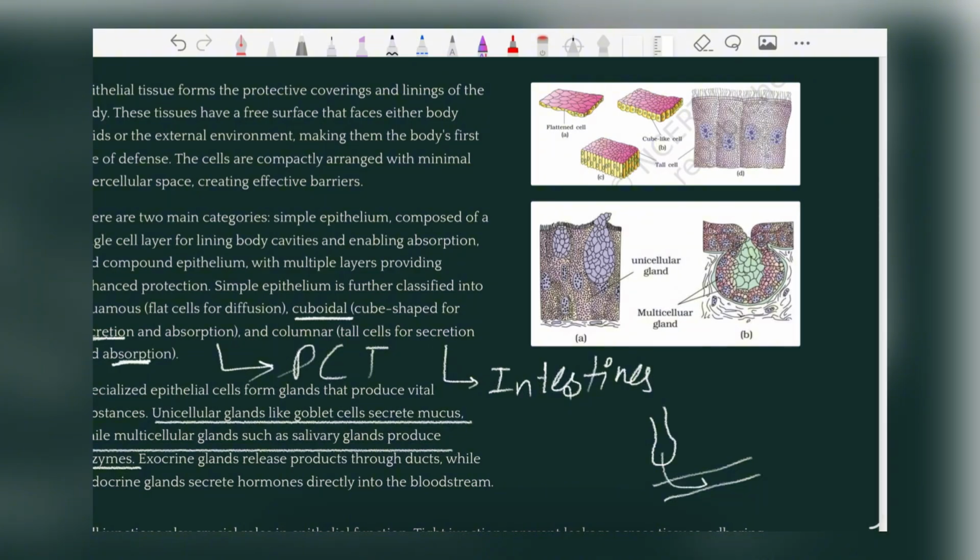This is an endocrine gland secreting hormone into the bloodstream, and this is the duodenum, and this is the pancreas secreting its secretion, pancreatic juice, that is an exocrine gland, to the duodenum, that is through the duct. This is the duct, and here there is no duct, ductless.